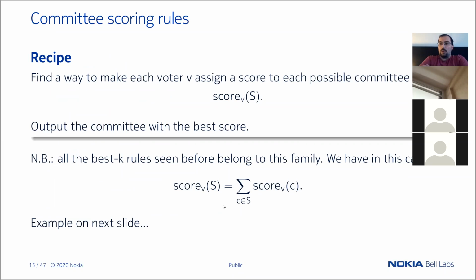So I lied a bit, because you don't need to find a way to give a score to each set of candidates, but only to each set of candidates of size K, because you're only interested in committees of size K. In fact, all the best K rules that we have seen before belong to this family. Because in that case, the score that a voter gives to a set of candidates is simply the sum of the scores that this voter gave to each candidate.